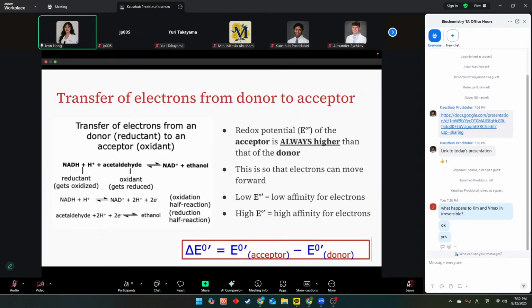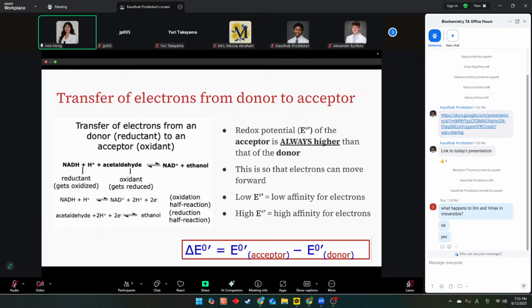The main emphasis is that the redox potential, the E naught prime, of the acceptor will always be higher than that of the donor. For example, the donor is -0.5, and then the acceptor will be higher than that, so it'll be more positive. Acceptor potential will always be higher, and that way the electrons can move forward. In the electron transport chain, it's arranged from the lowest redox potential to the highest redox potential at the very end.